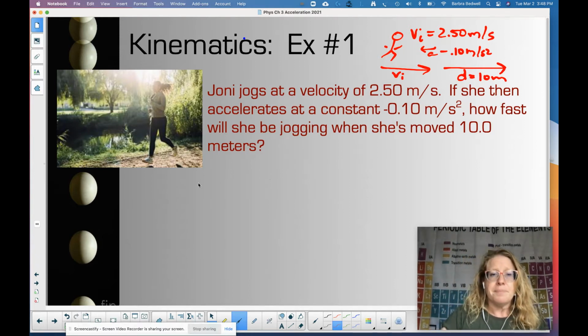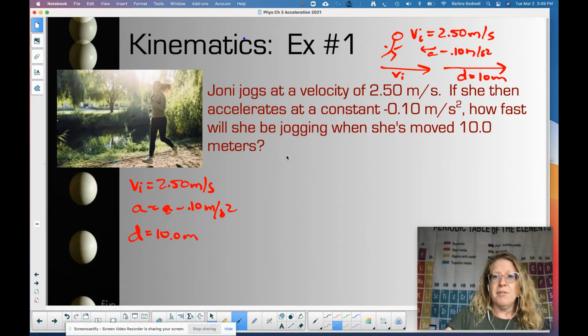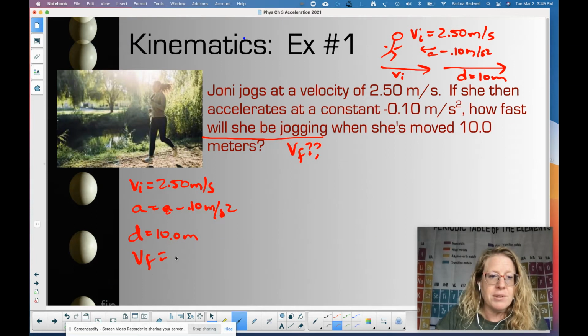What do we have in here? So list your variables out. I've got VI equals 2.50 meters per second. I have an acceleration equal to negative 0.10 meters per second squared. I have a displacement equal to 10.0 meters. What else do I have? I'm trying to find how fast she will be jogging when she's moved 10 meters. So I'm trying to find how fast she'll be at the end of the story. So that's got to be a VF that I'm trying to find. VF equals question mark.